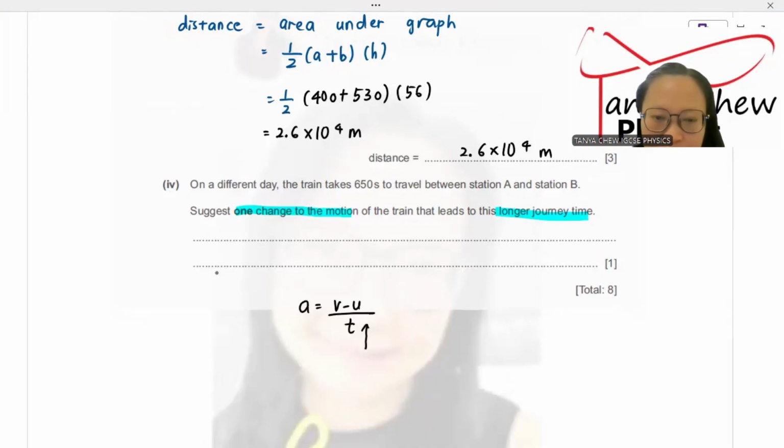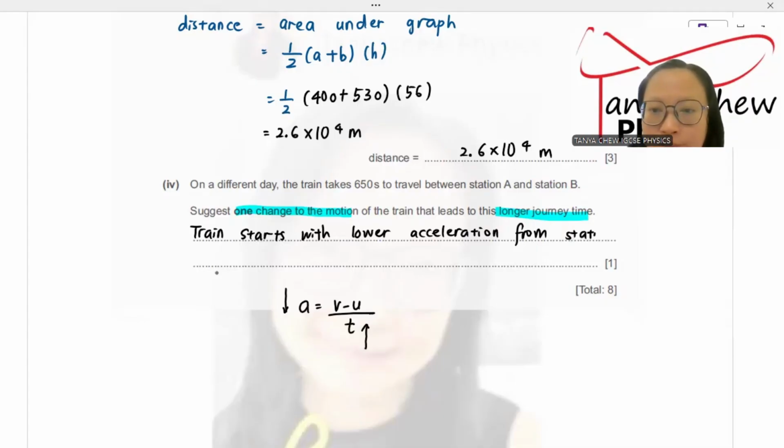Longer time means lesser acceleration, or the train started with lower acceleration, or the train has lower deceleration. It is up to you. So I'm going to say that one change to the motion: the train starts with lower acceleration from station A. Or you could also say that this train has a lower deceleration to reach station B.